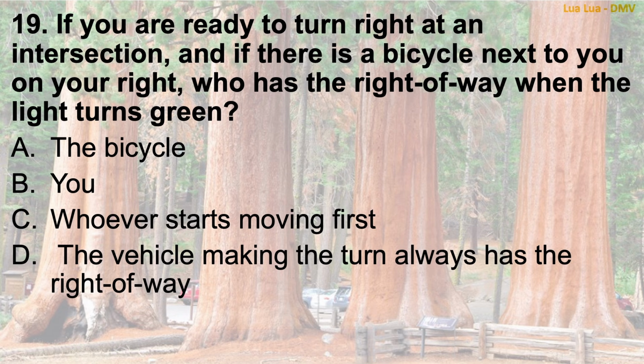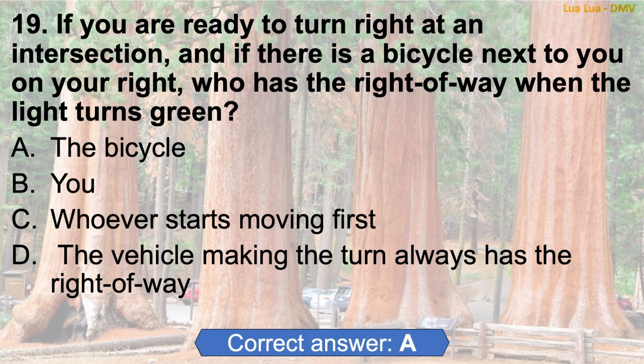Question 19. If you are ready to turn right at an intersection, and if there is a bicycle next to you on your right, who has the right of way when the light turns green? A. The bicycle. B. You. C. Whoever starts moving first. D. The vehicle making the turn always has the right of way. The correct answer is A. The bicycle.